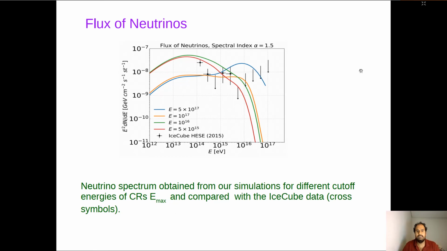We conclude that the integrated flux from all the clusters of galaxies from redshift 0.01 to 5 can account for a sizable fraction of the total flux of the IceCube data.